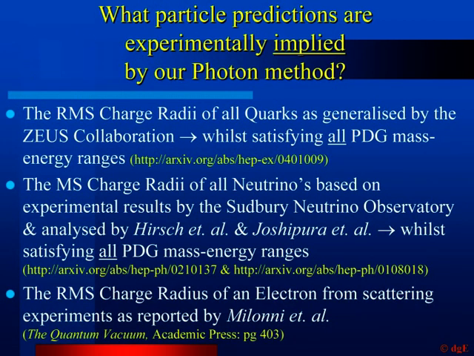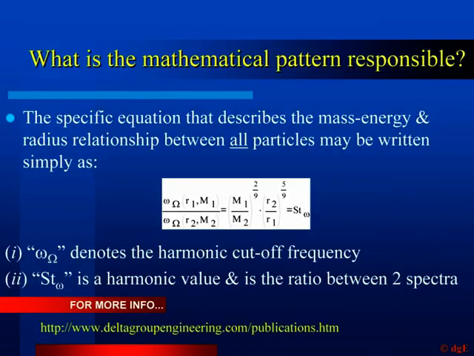What particle predictions are experimentally implied by our photon method? The root mean square charge radii of all quarks is generalized by the Zeus collaboration whilst satisfying all particle data group mass energy ranges. The mean square charge radii of all neutrinos, based upon experimental results by the Sudbury Neutrino Observatory, analyzed by Hirsch and Joshipura whilst satisfying all particle data group mass energy ranges. The root mean square charge radius of an electron from scattering experiments as reported by Milani.